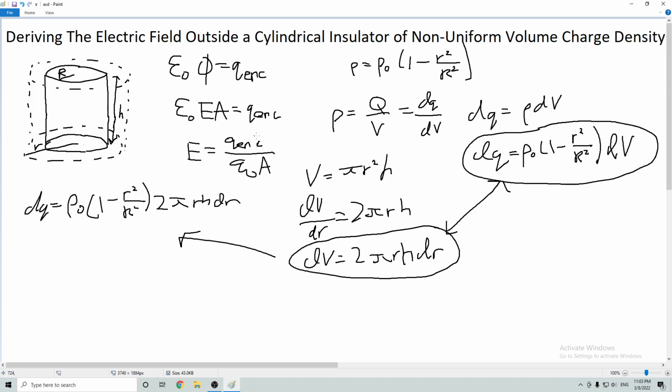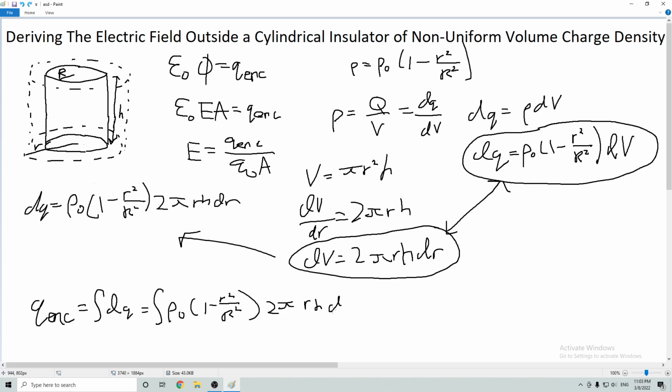Now, to find electric field over here, we obviously need Q enclosed. And the charge enclosed for this shape is the integral of dQ, so the sum of all the little dQs. And we replace this. dQ is rho naught times 1 minus little r squared over big R squared times 2 pi rh dr.